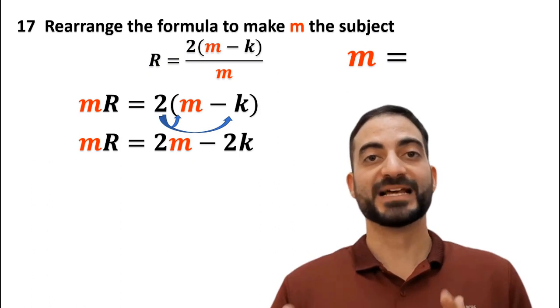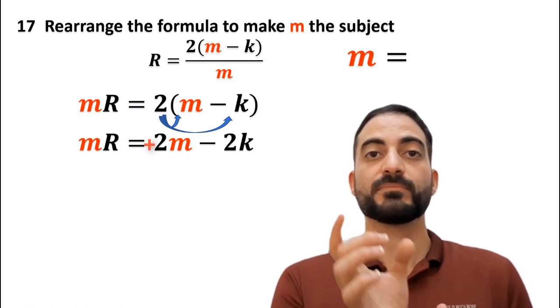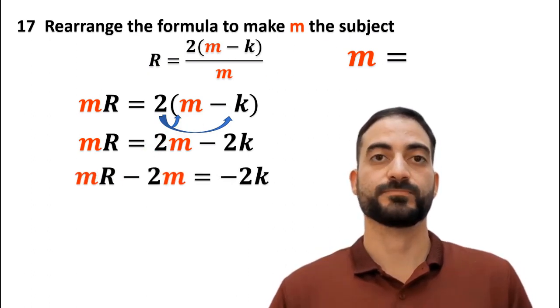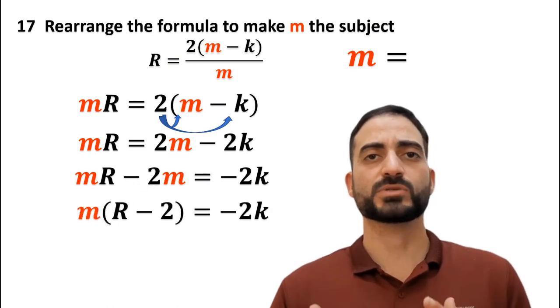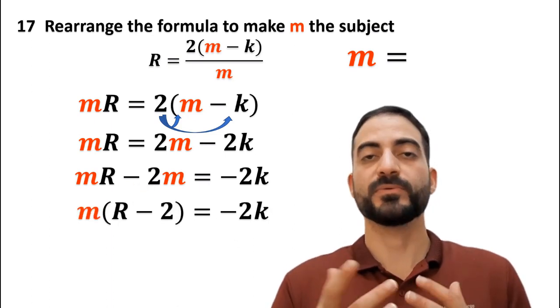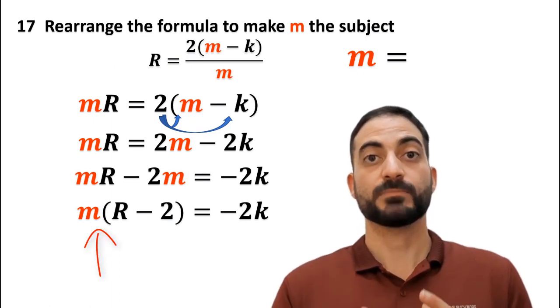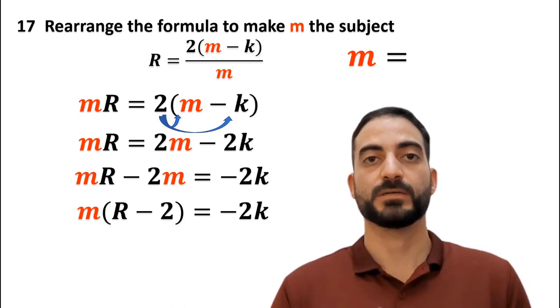Since we have a plus 2m after the equal sign, it becomes minus 2m before the equal sign. So we get this form. Now we take m as a common factor, and because we have a multiplication here, we can bring the r minus 2 down and get the answer for m.